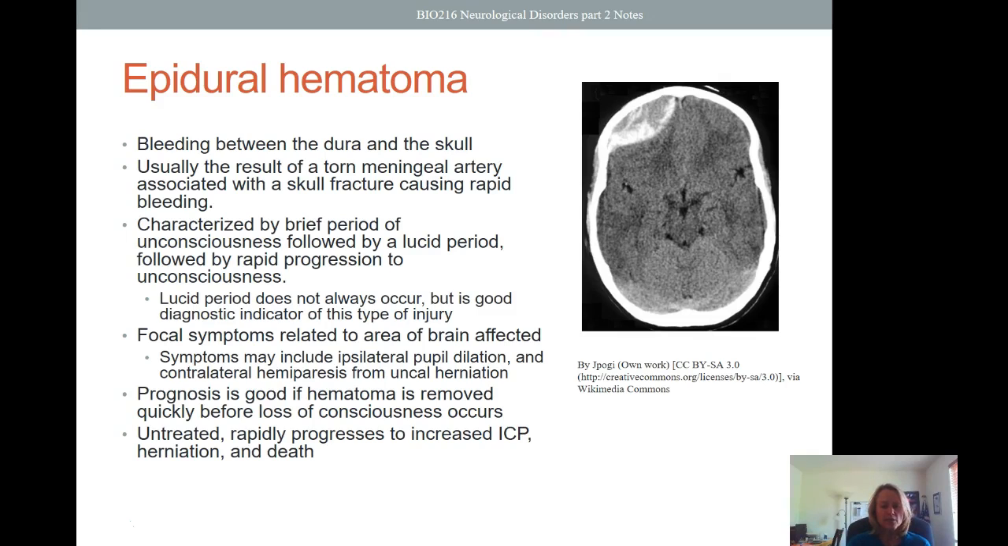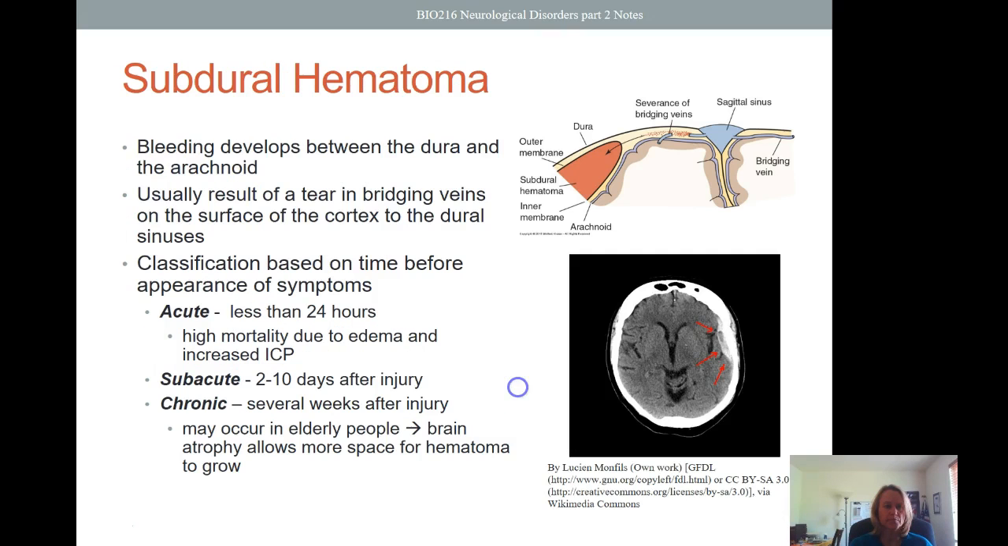Focal symptoms of injury are going to be related to the area of the brain affected. So symptoms may include ipsilateral pupil dilation, so on the side of the lesion, and bleeding, and contralateral hemiparesis from an uncal herniation. If the hematoma is removed quickly, prognosis is good. Untreated, though, this can rapidly progress to an increase in intracranial pressure, brain herniation, and death.